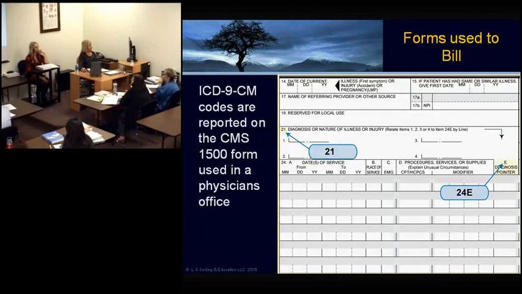All right, so when you're coding, this is the form that we use, the 1500 form, the diagnosis codes go on line 21. And then they will be 1, 2, 3, and 4. So then when you put your procedure codes in, you will put the linkage down there. Now, this is done usually by the computer system now.